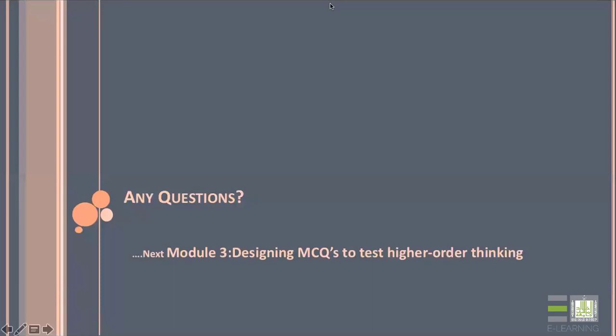Okay, there's a question that says, when using all or none of the above, does it affect the level of difficulty? I'm assuming you mean the level of difficulty with regards to higher order thinking. Please correct me if I'm wrong. As I mentioned before, if you include all of the above, students find this the easiest response, because if they know that one or two answers are correct, they're most likely going to select all of the above. Likewise, if they know that one or two answers are incorrect, they would select all of the above. So they find all of the above questions quite easy.